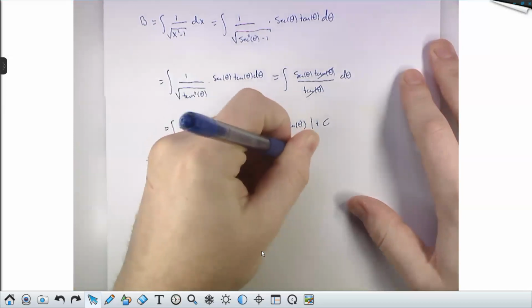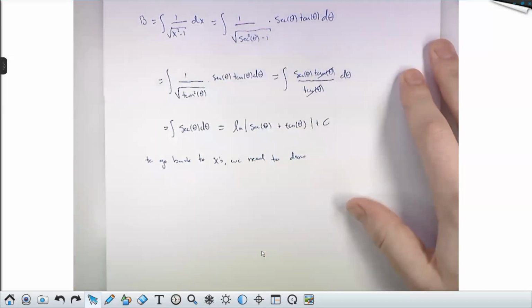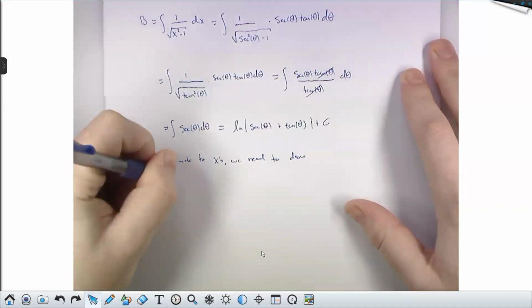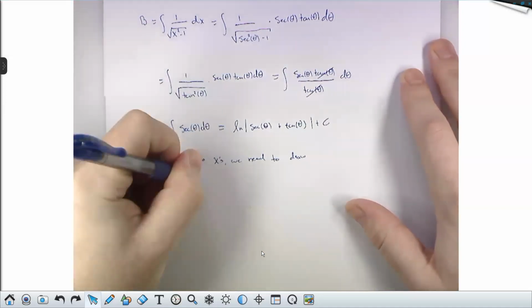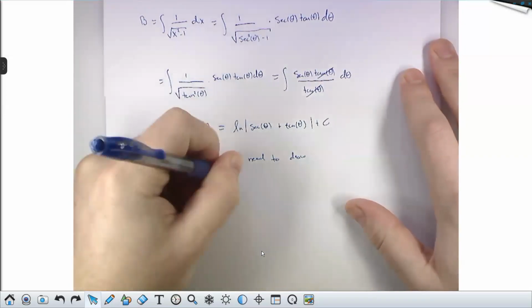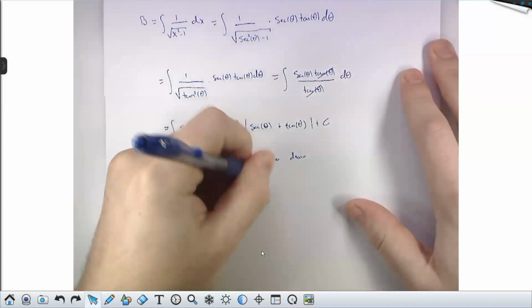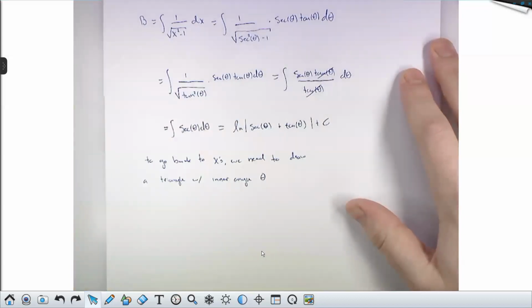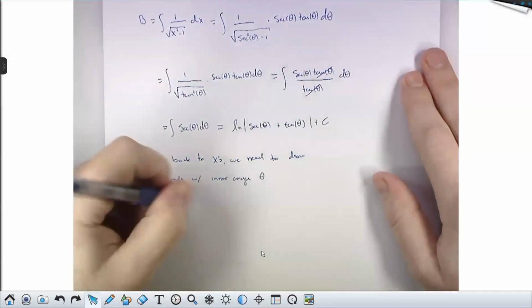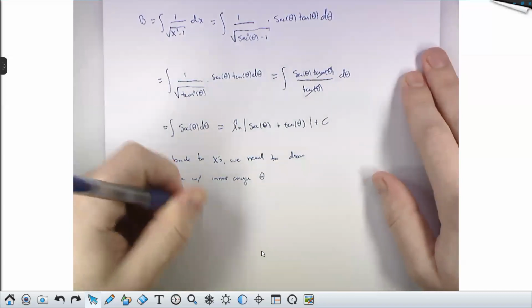And that's why we had you practice this skill so much in trigonometry. So you draw a right triangle with inner angle theta. It doesn't matter which angle you pick to be theta, as long as it's not the right angle. I usually draw it like this.